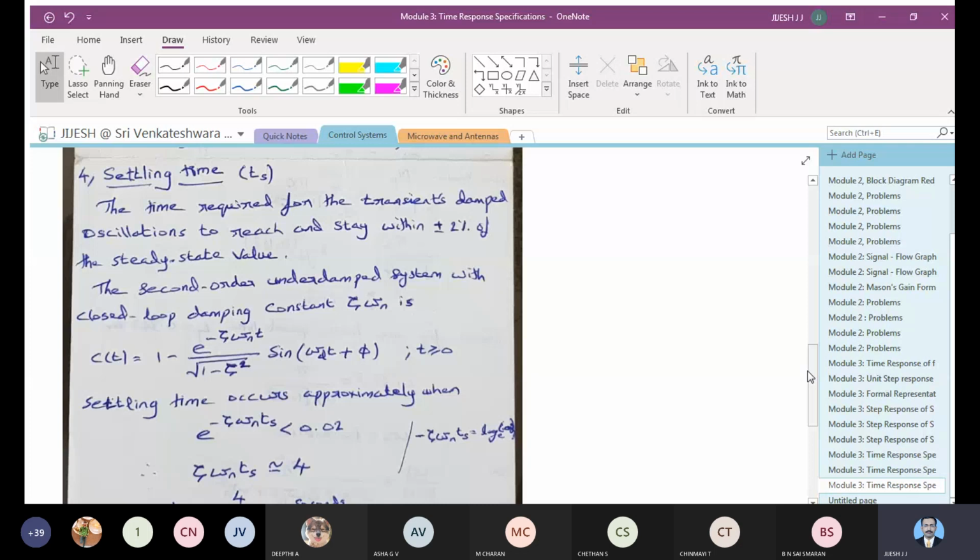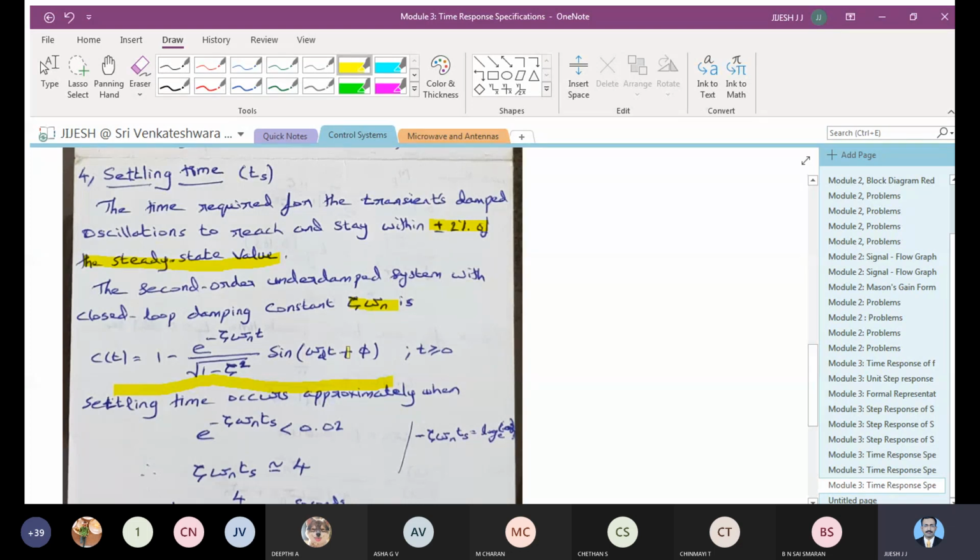The second order underdamped system with closed loop damping constant zeta omega n, and C of t is already known to you. It's not a new one. We are using the same C of t for the second order system, which we have studied in the previous derivation: 1 minus this term, sine of omega d t plus phi. So we are going to see how this settling time can be calculated, because it is plus or minus 2% of the steady state value.